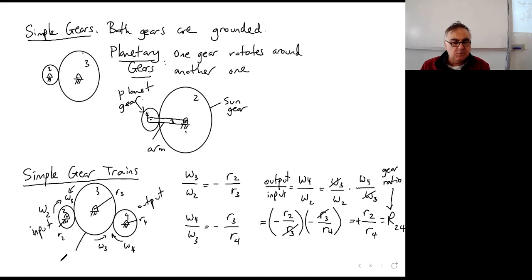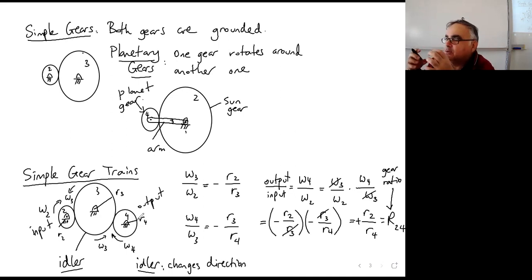Actually, this gear is called the idler gear. It just rotates idly. It doesn't do much here, but it has a certain function. What is the function of the idler? The idler gear changes direction in the first place. If 2 and 4 were connected directly to each other, they would be rotating in opposite directions, as you see, whereas now they are rotating in the same direction just because of the idler.